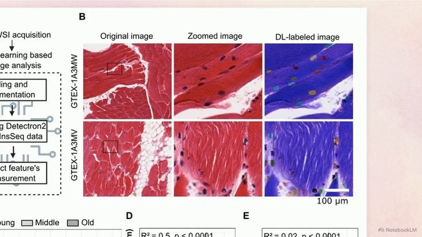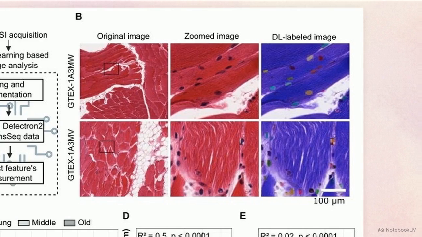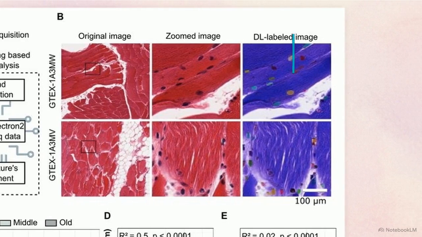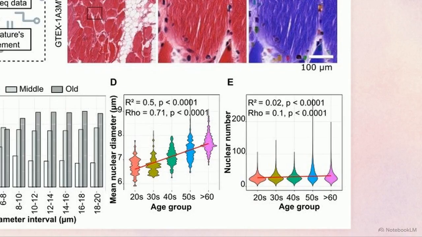This image displays how AI translates biological matter into mathematical data. It isolates cellular structures, applying strict bounding boxes around nuclei, while stripping away surrounding noise. Processing thousands of these instances uncovered a definitive hallmark of aging muscle: progressive nuclear enlargement.